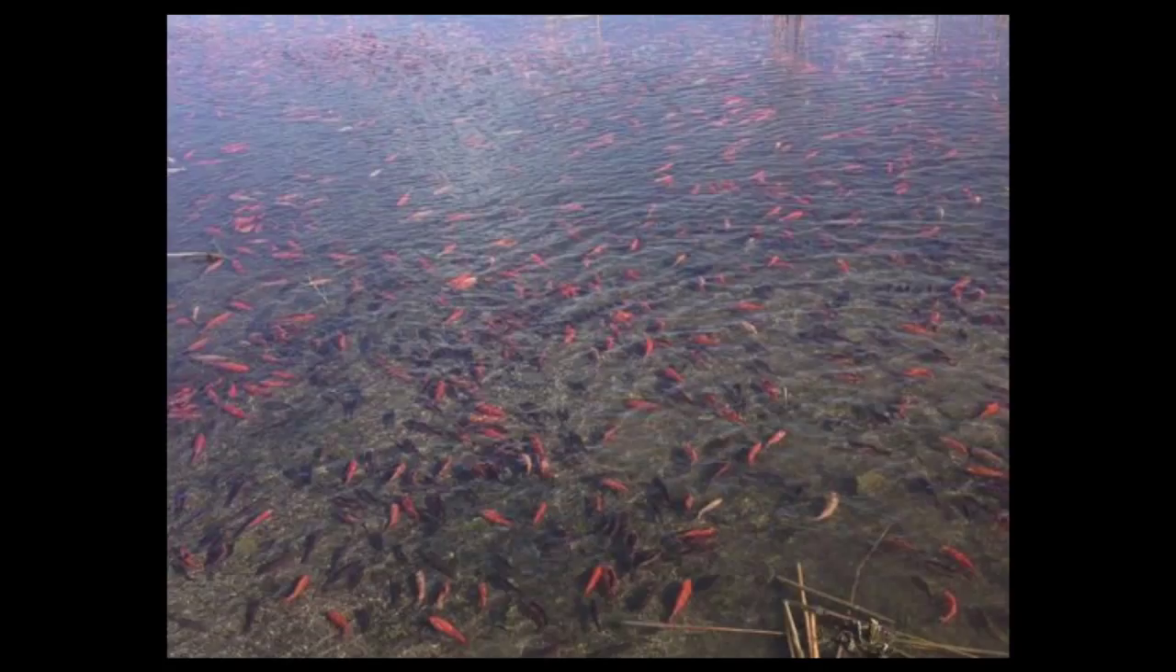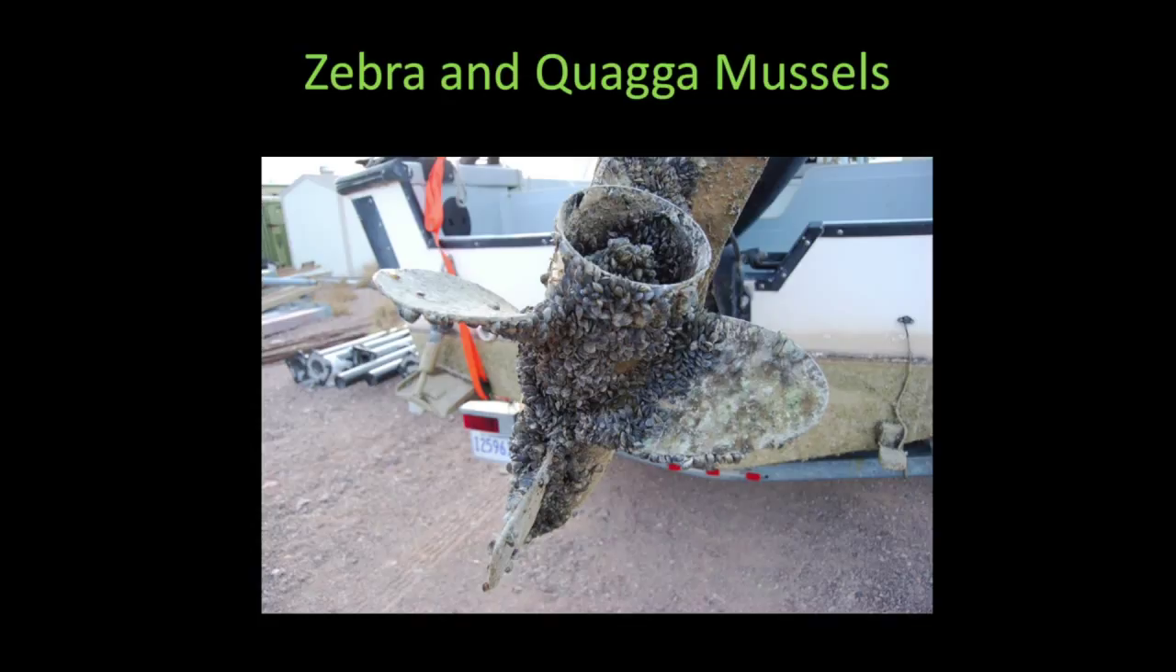I'm willing to bet that there are goldfish in the North Saskatchewan watershed region. So zebra and quagga mussels are the poster species that started the aquatic invasive species program in Alberta.